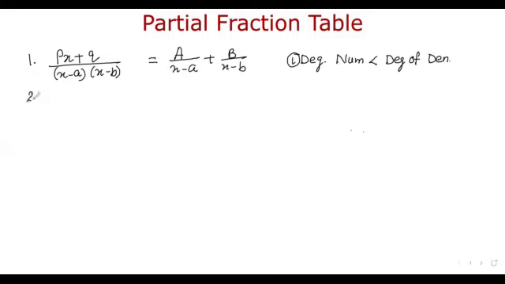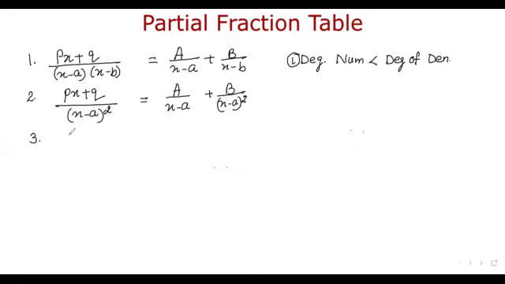In the second category, we have (px + q) upon (x − a) whole squared, where we have the power 2 of the same number, same value. Then what you will do, you will just write the first form as x − a and the second form as (x − a) whole squared. So this is the partial fraction form for this category.